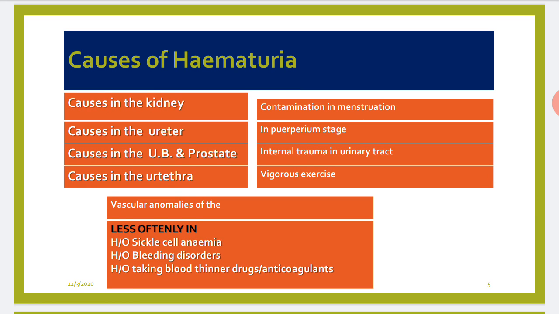The other rare or less common causes are a history of sickle cell anemia, a history of bleeding disorders, or a history of taking blood thinner drugs like anticoagulants, aspirin, etc.